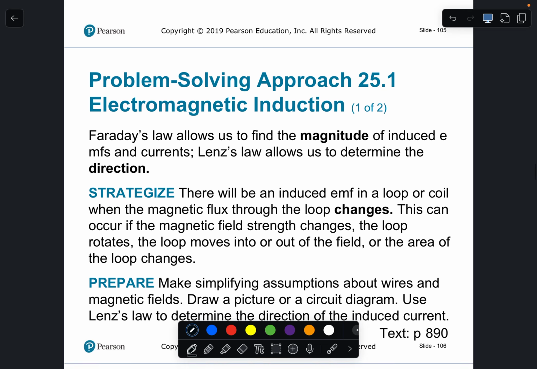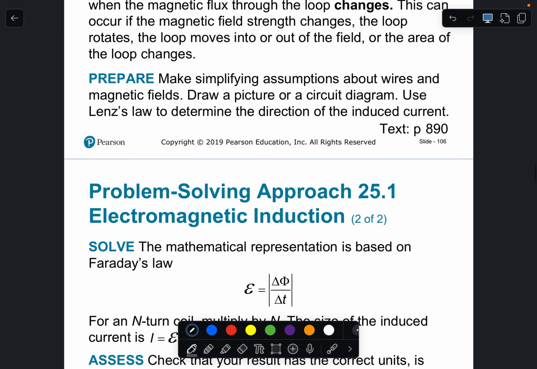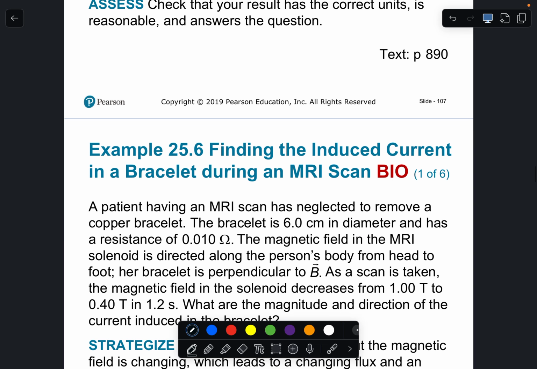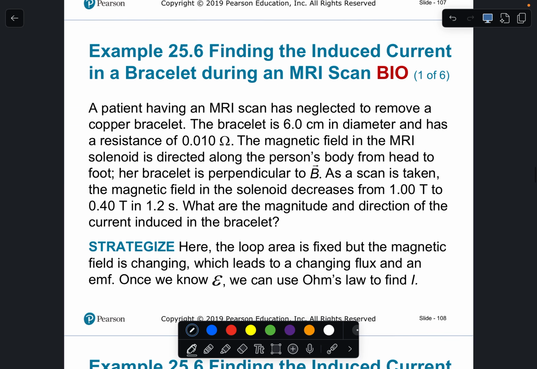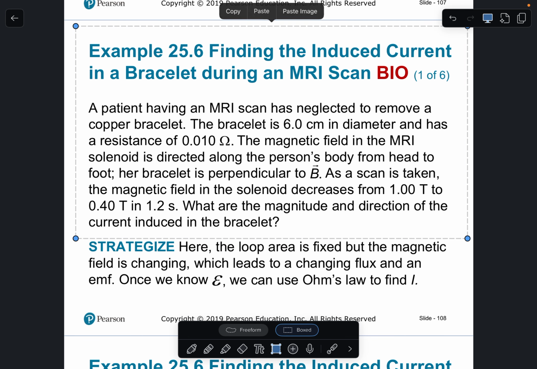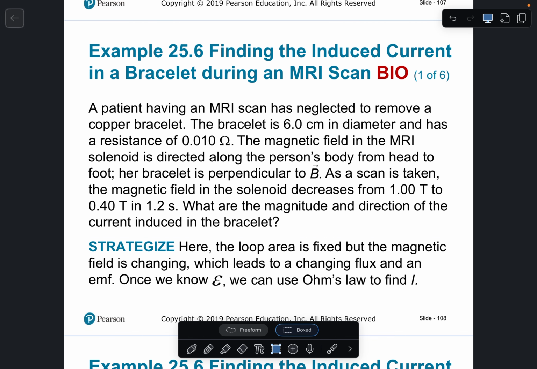So here we go. Here are our problem solving strategies, which we'll talk about when we do examples. So let's look at this. Let me get some room here. Okay, so we're going to practice calculating changing flux.